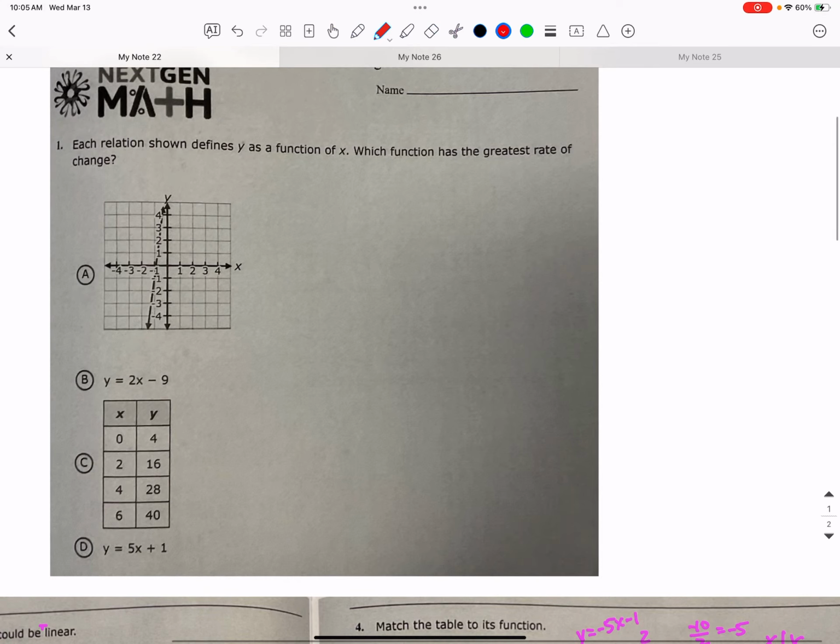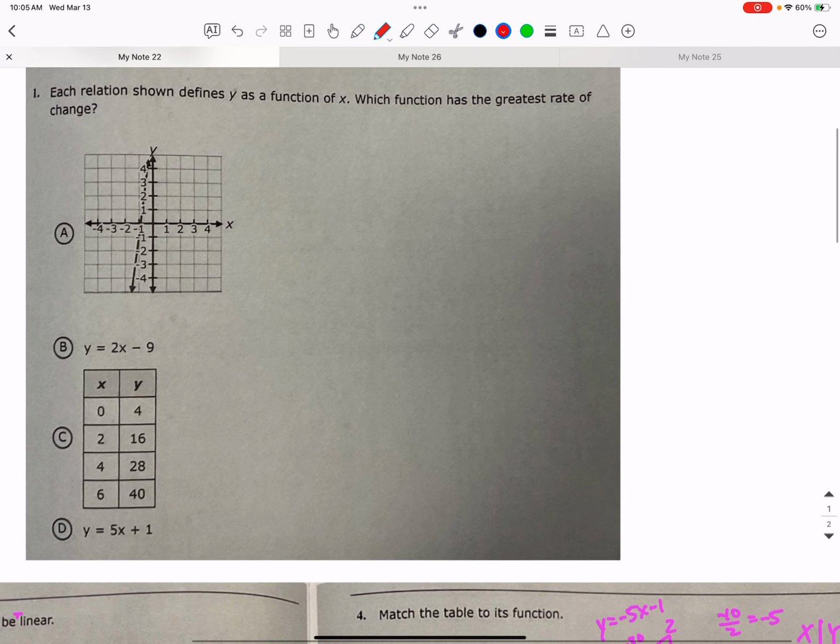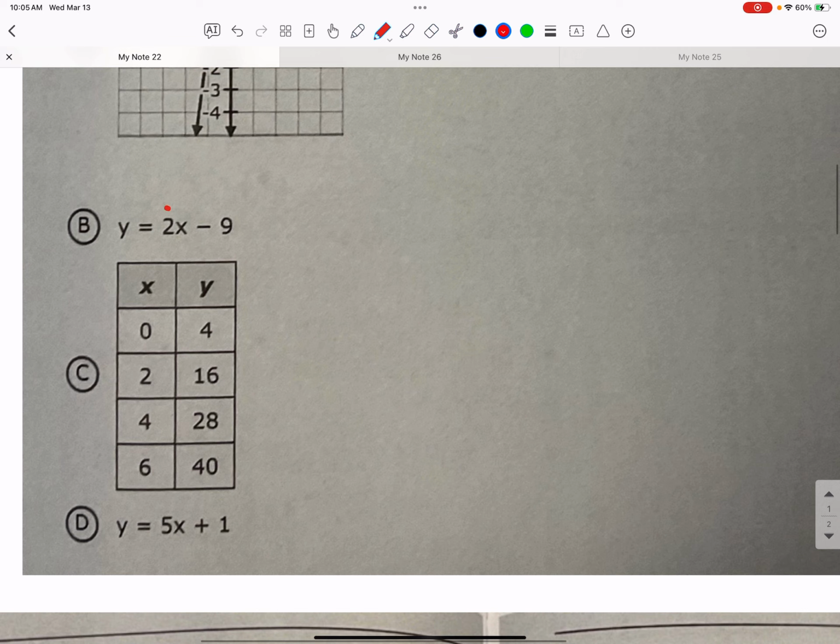Okay, here we go. I gotta go fast. Sections E and F. So we're starting target E and F. Okay, which one has the greatest rate of change, the biggest slope? We did this one in class. This one has a slope of 2. That's where you find that. So this one has a slope of 5. So far 5's in the lead.